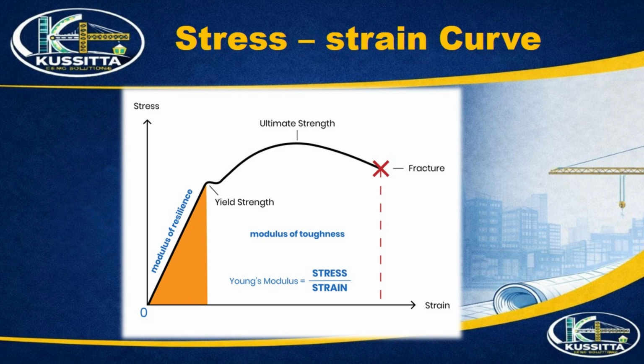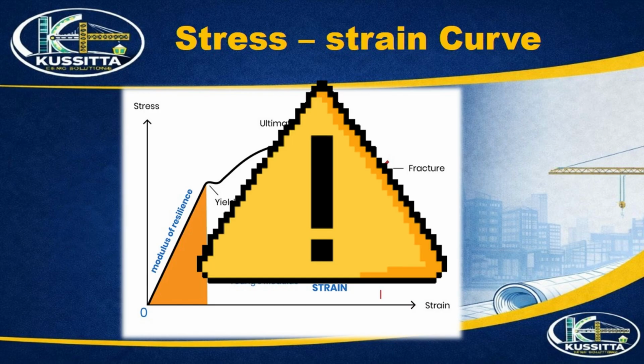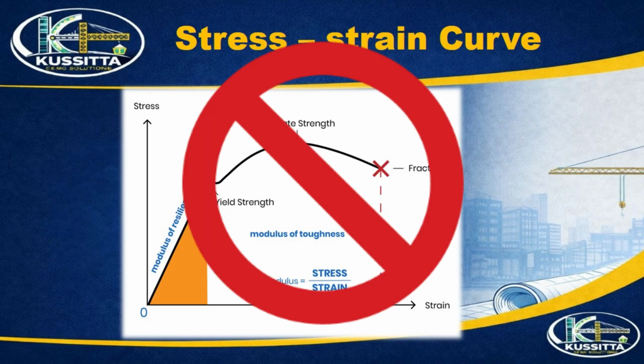Ductile materials, like structural steel, have a clear yield point, show large plastic deformation, and give warning before failure. This is why steel is excellent for earthquake-resistant structures. Brittle materials behave very differently. Almost no plastic deformation, sudden failure, no warning. Brittle failure is dangerous because it happens suddenly.